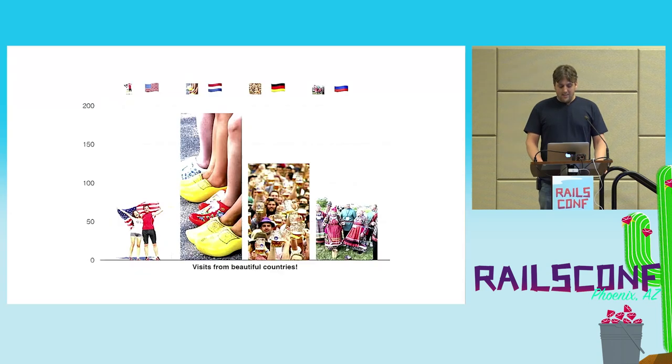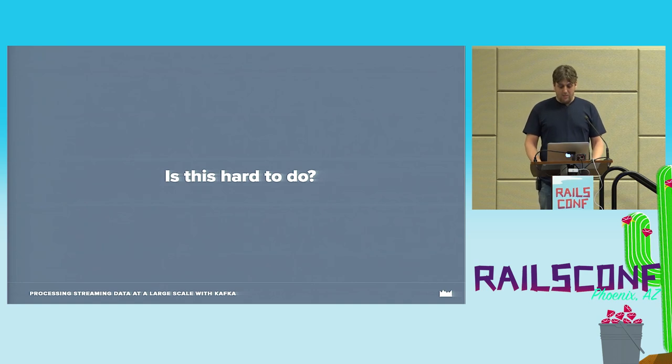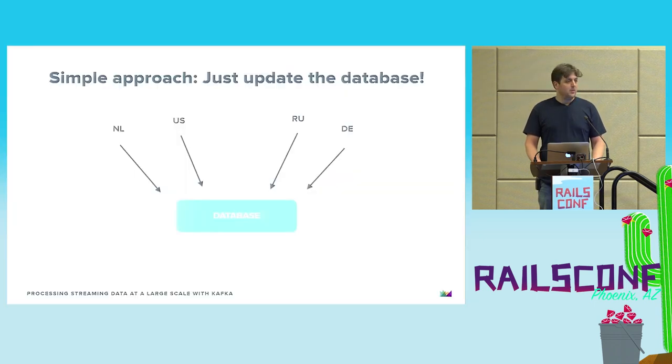And we actually want to turn it into this graph. This is a graph of like the total amount of visits we had from four different countries. Is this actually hard to do? And the answer is that on a small scale, it's not. It's actually quite easy. So the simple approach is to just update a database like for every single log line.